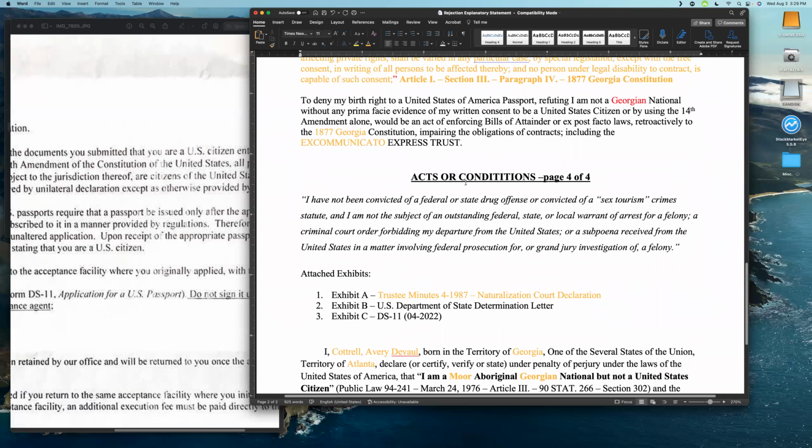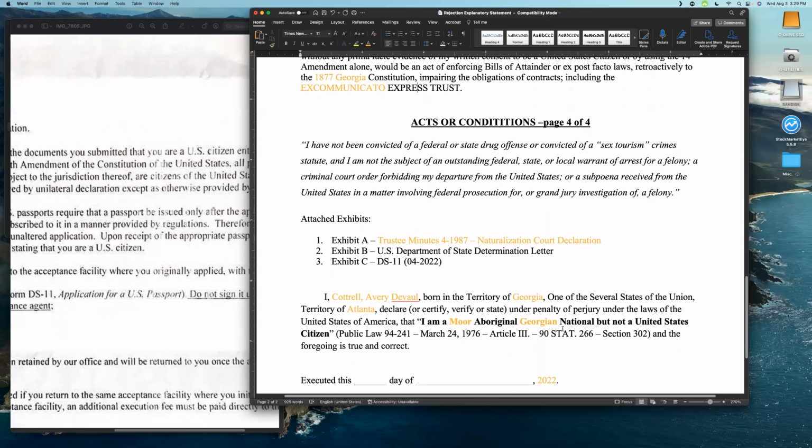Now, here is the acts or conditions that we read on page 4 of the application. Remember what I said, you're just going to copy it word for word and place that here. This takes the place of crossing out certain sections on the previous older DS11 forms. You no longer need to do that. Just copy and paste it here.